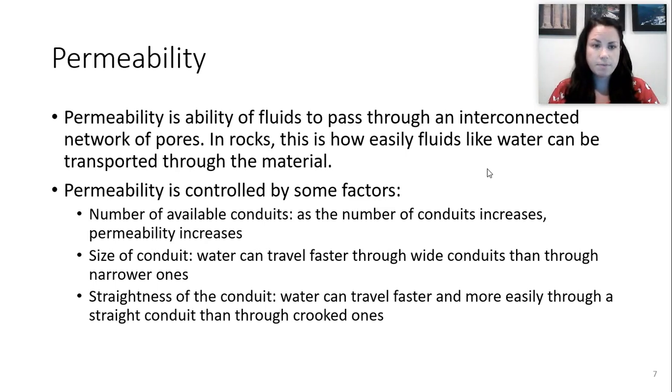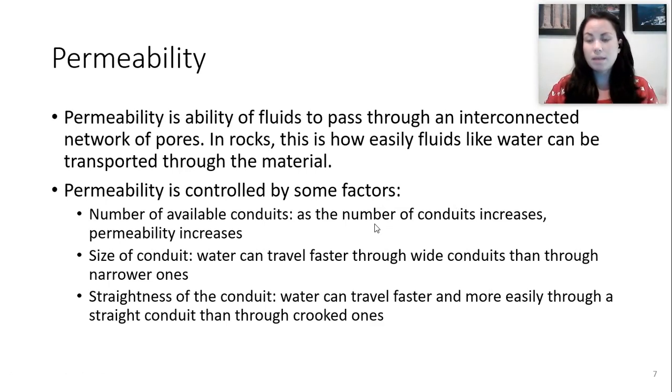Permeability is controlled by some factors like the number of conduits, the size of the conduit, and the straightness of the conduit. So if you think about running through a maze, like a hedge maze or something, it's around Halloween time, you might think about how quickly it takes for you to run through the maze. If there's all these twists and turns or dead ends, it would take you a lot longer to get from the start of the maze to the end of the maze. And that has to do with the number of conduits.